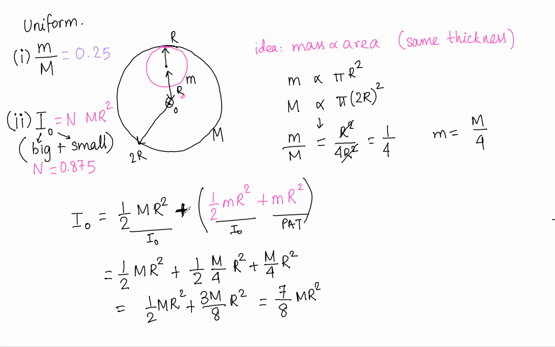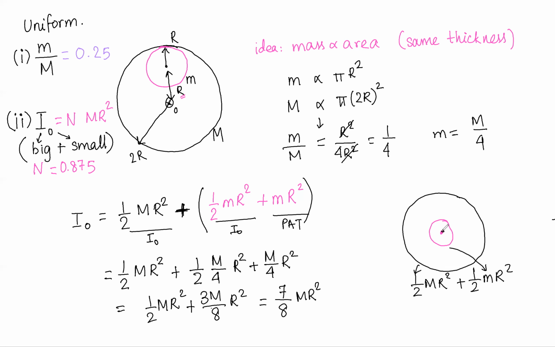But if you don't add MR square, what does that mean? If you do not add this MR square, then that means that the bigger disk and the smaller disk both have the same axis, which is this problem. So in a problem like this, you would write half into capital M R square plus half into small m r square. So that is for this problem.